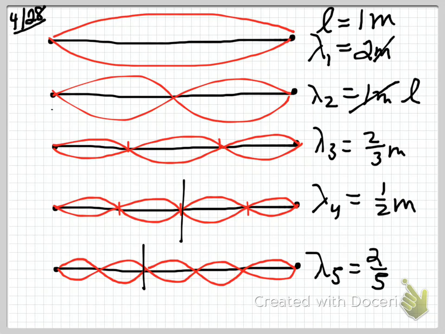So lambda 1 would be 2 times L. Lambda 2 would be L. Lambda 3 would be 2/3 of L. Lambda 4 would be 1/2 of L. Oops, and I forgot to even put my M in there. And lambda 5 would be 2/5 of L.